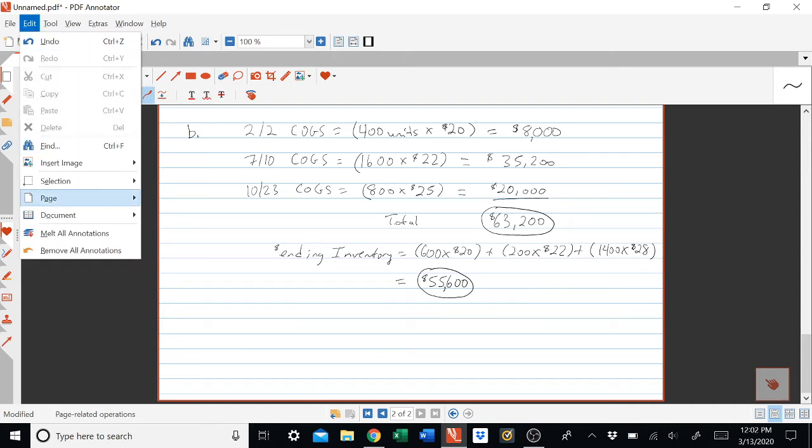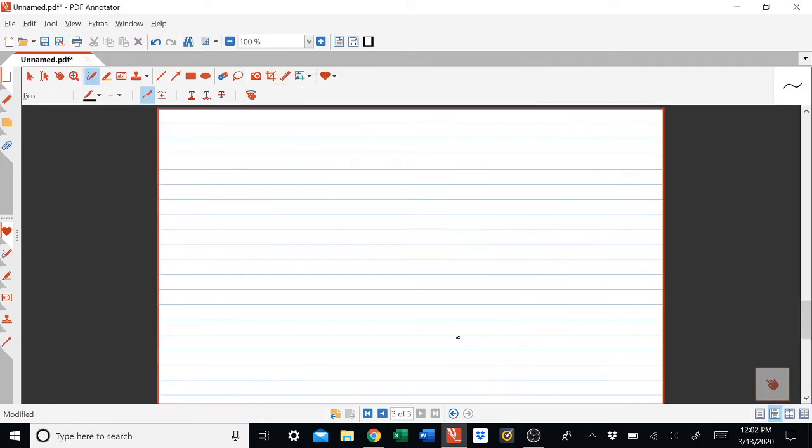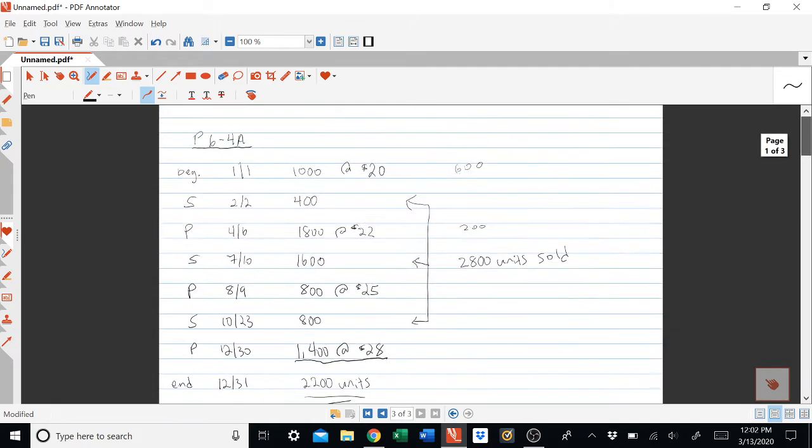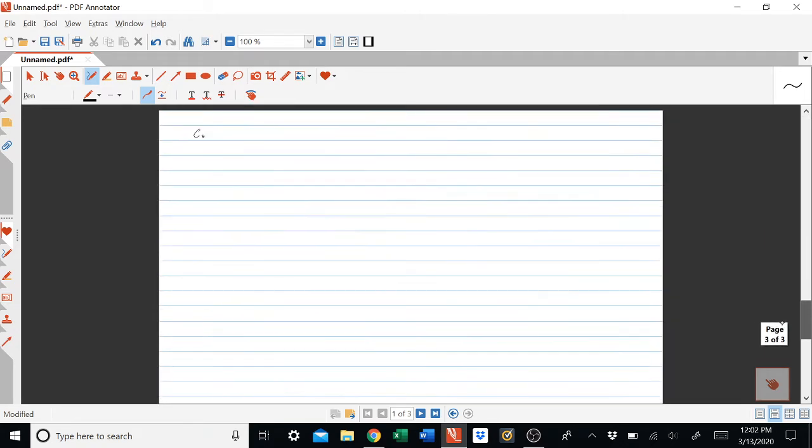Perpetual weighted average. In periodic weighted average, the first thing we did was calculate the weighted average cost per unit. In perpetual weighted average, you have to calculate a weighted average cost per unit every time they make a purchase. So there's going to be 1, 2, 3 weighted average costs per unit. There's going to be one on April 6th. That's the first one. And then every time they make a purchase, you have to update the weighted average cost per unit.